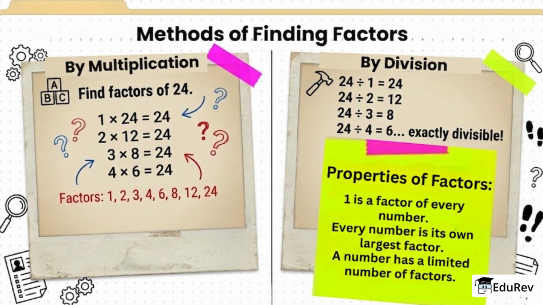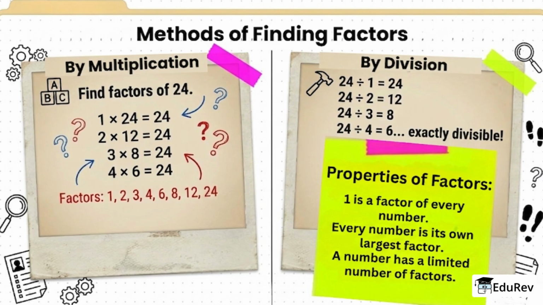There are two main methods to find factors. By multiplication. To find the factors of 24, we think of what pairs multiply to 24. We have 1 times 24 equals 24, 2 times 12 equals 24, 3 times 8 equals 24, and 4 times 6 equals 24. This gives us the factors 1, 2, 3, 4, 6, 8, 12, and 24.